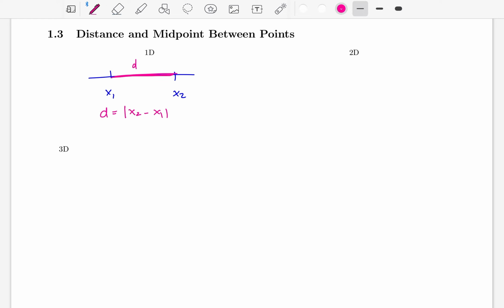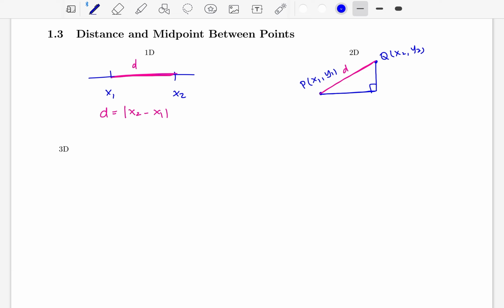Now, if I'm in 2D and I have my 2 points, I have this point here and this point here. I'm going to call my first point P, (x1, y1), and the second point Q, (x2, y2). Then the distance between the 2 points is D, which we know I can find by completing a right triangle and using the Pythagorean theorem.